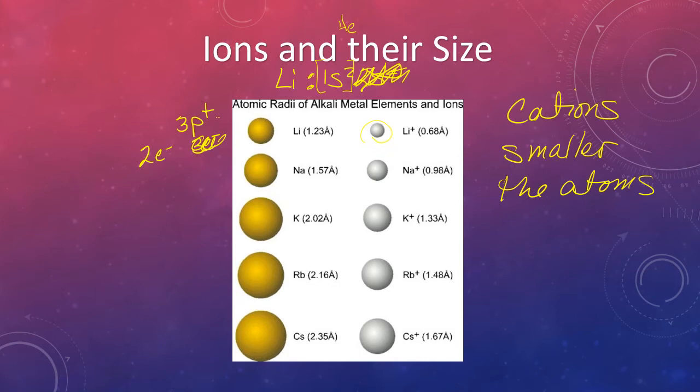Sodium loses 1 electron, so its effective nuclear charge goes up, and this nucleus can hold those orbitals in that much tighter. Sodium's electron configuration is 1s2, 2s2, 2p6, 3s1. This is exactly the same as who? Neon.